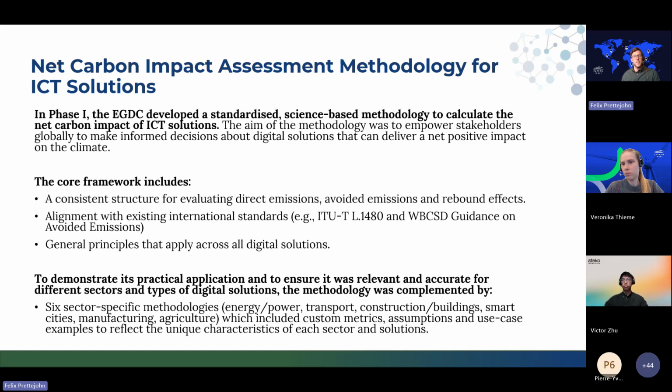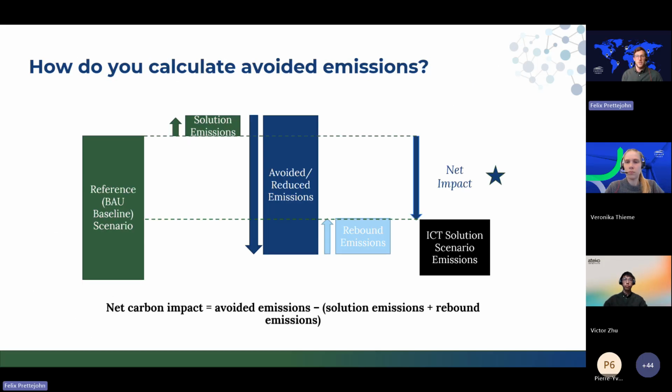So there are 6 sector-specific methodologies in support of that as well. So for calculating avoided emissions, it's essentially a comparison of 2 scenarios. You have your reference scenario, which is shown in green on the left-hand side, and your ICT solution scenario, which is shown on the far right. And the net impact is the difference between these 2 scenarios. But what you see in the middle are the steps between how we calculate that. So these are the steps that go into calculating the ICT solution scenario.